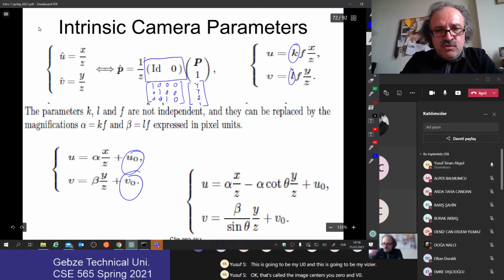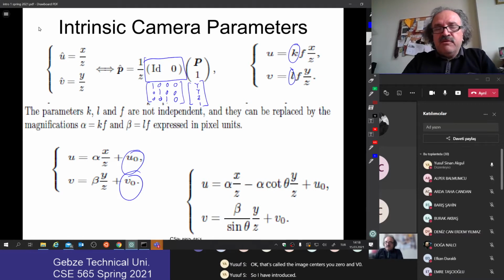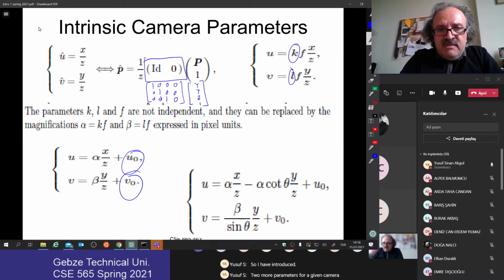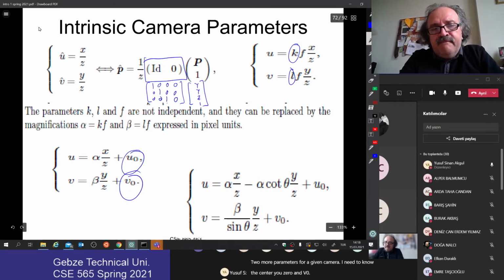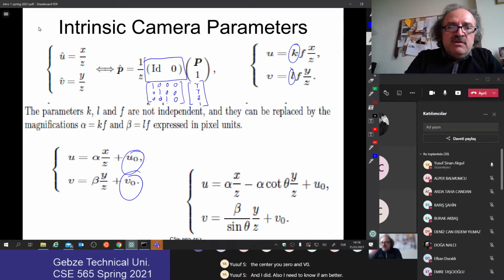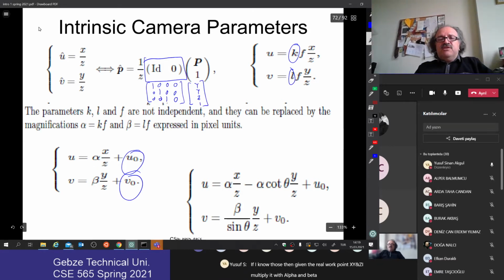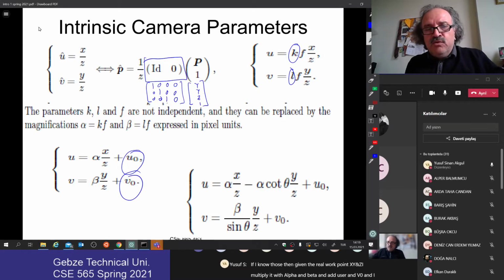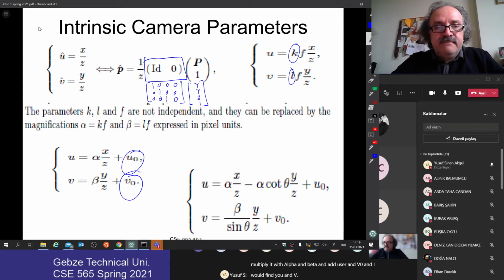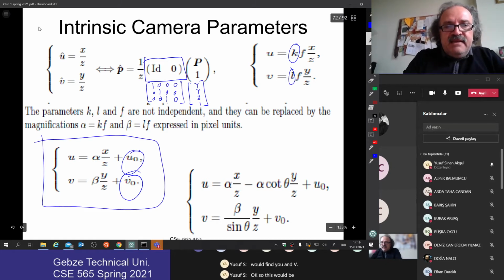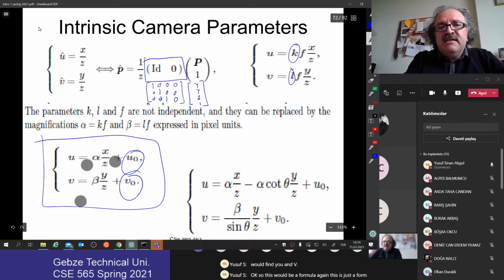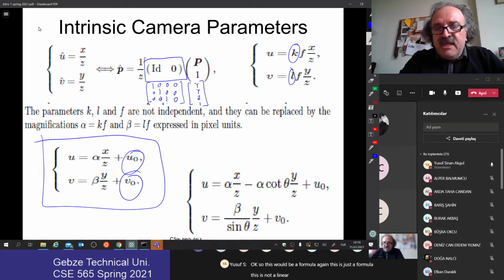So I have introduced two more parameters. For a given camera, I need to know the image center, U0 and V0, and I need to know alpha and beta. If I know those, then given the real world point x, y, and z, I multiply it with alpha and beta and add U0 and V0, and I would find U and V. So this would be the formula. Again, this is just a formula. This is not a linear matrix multiplication, but I'm going to show you how we do that in a few seconds.